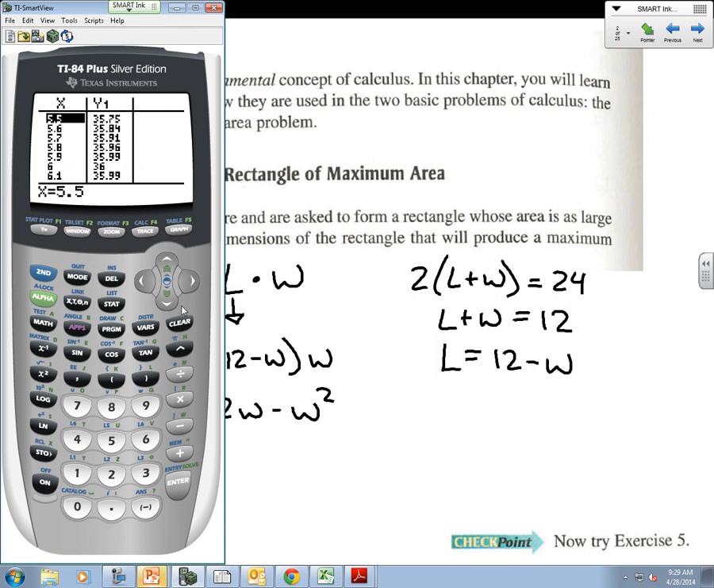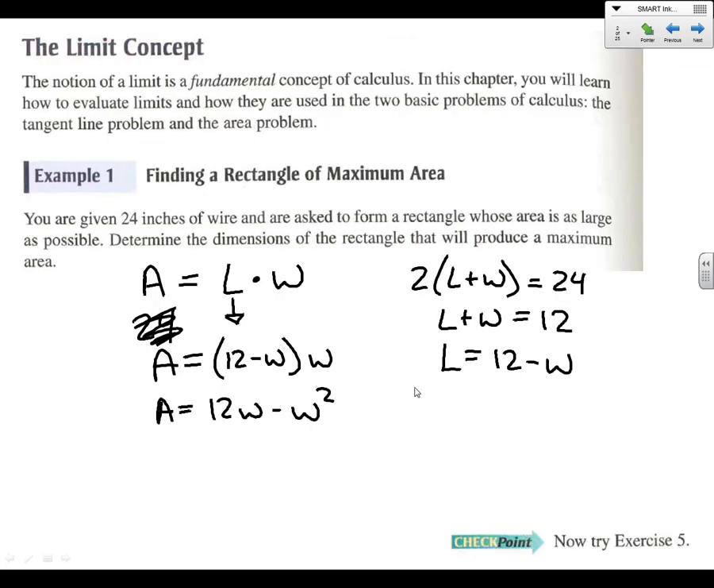Clearly from the table, and we're going to use tables a lot in this chapter, we can see that the y values are increasing as we approach 6 from below 6, and they are also increasing as we approach 6 from x values bigger than 6. So here we are going to say that the answer is 6. The maximum would be when the width is 6. The other thing we can say is that the limit as w approaches 6 for our area is going to be 36. The area is 36 as w gets closer and closer to 6.